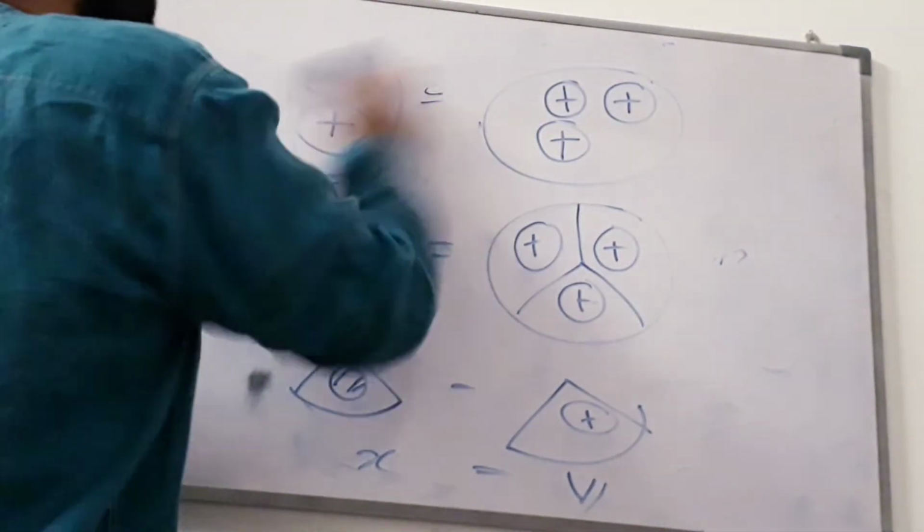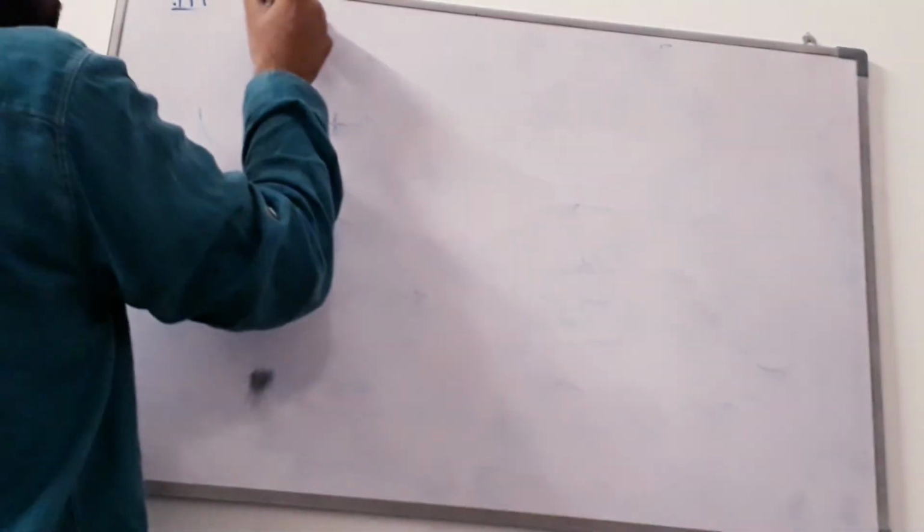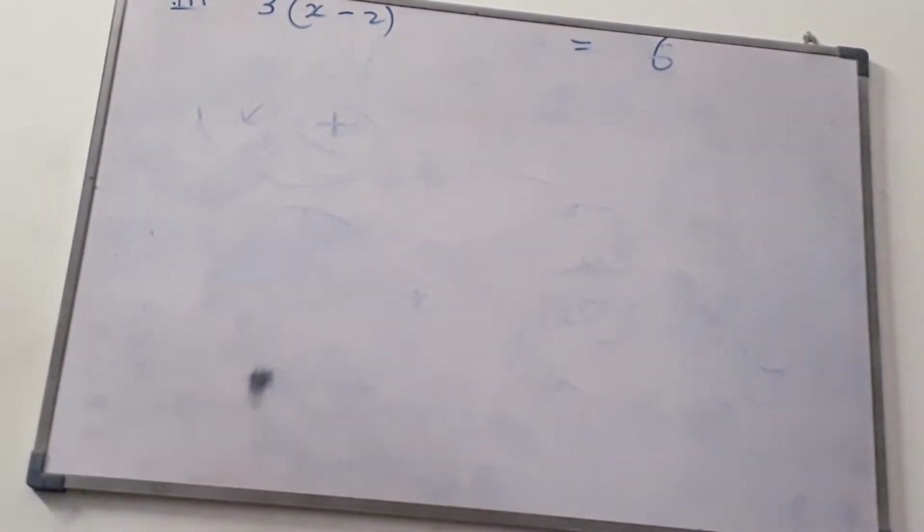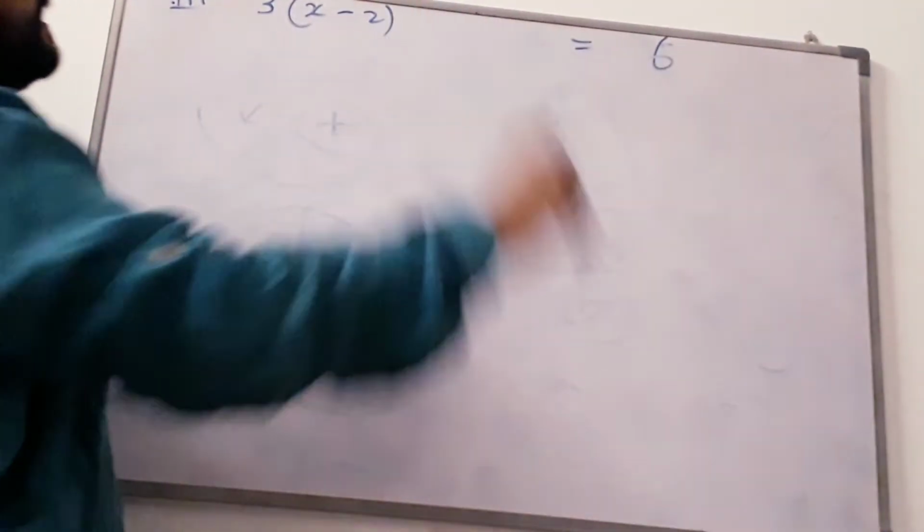Third example. It is 3 times x minus 2 equals 6. Here this means there are 3 x minus 2's.